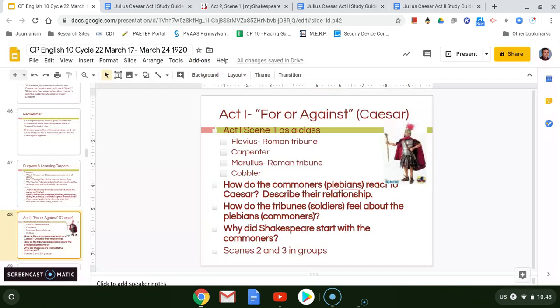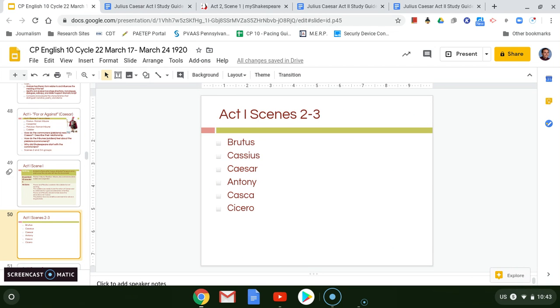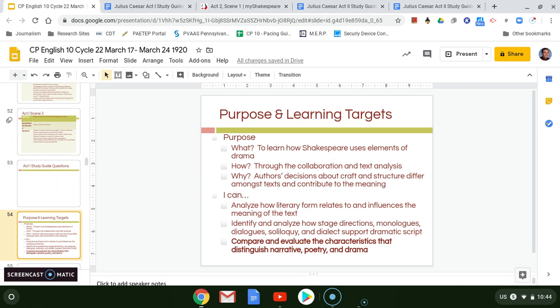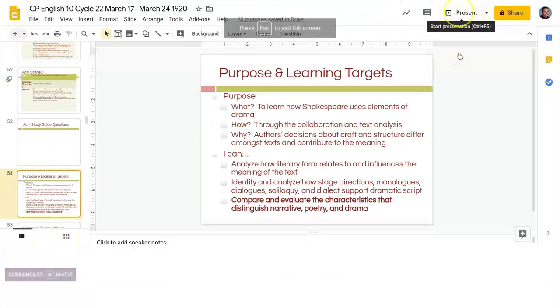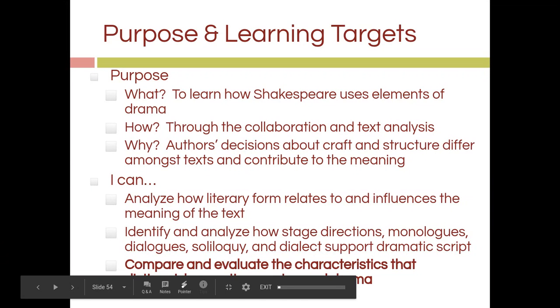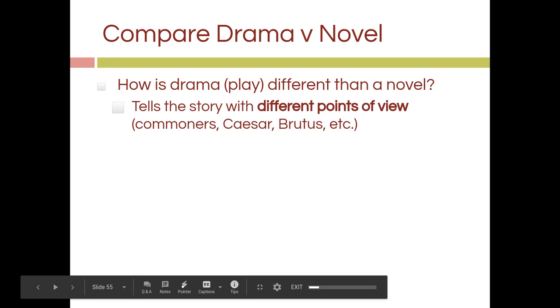All right. We're going to take a look at that right now, these last two questions. This is very important because this gets at the big idea of recognizing the differences between drama and poetry and other genres. Okay, so we're going to compare and evaluate the characteristics that really distinguish novels from dramas, right? And one of the biggest differences is that it tells a story with different points of view.